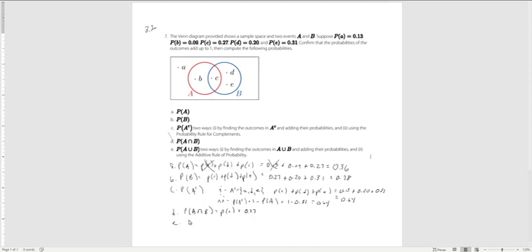Alright, E. Probability of A union B. Again, they want us to do this two ways. The first way is finding the outcomes in A union B. So A union B is going to be B, C, D, E. So that's the probability of B plus the probability of C plus the probability of D plus the probability of E, which equals, let's go, A is 0.13 plus C.